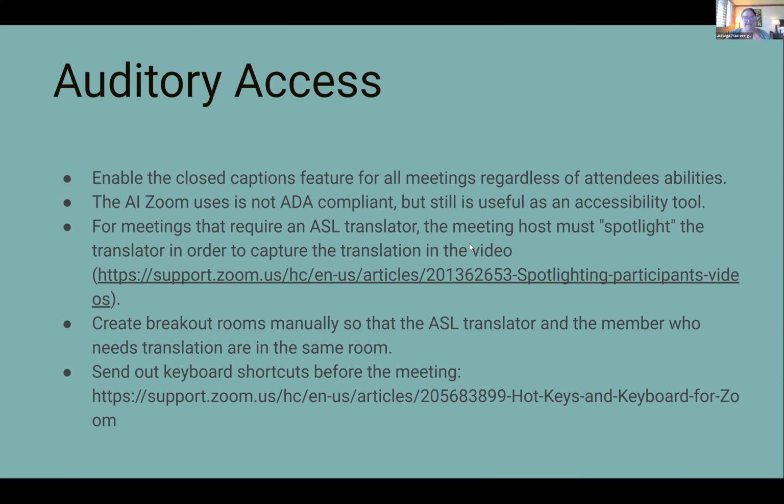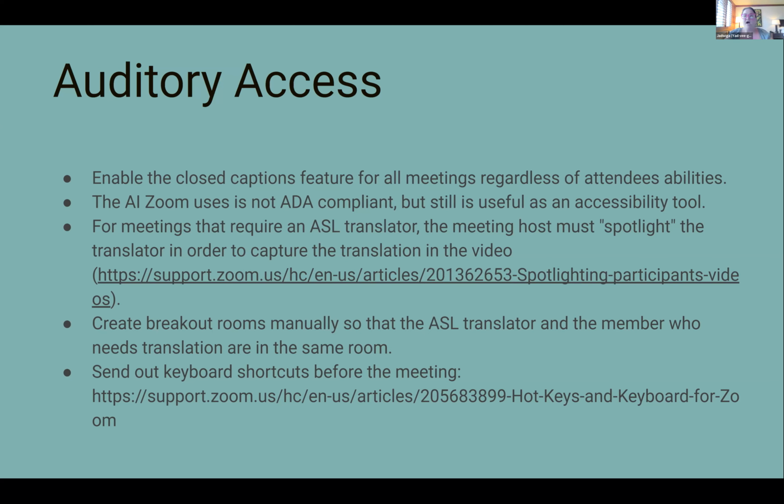I'm happy to hand this presentation out, and there's a link here with directions for how to do that. Another tip: create breakout rooms manually so that the ASL translator and the member who needs translation are in the same room. The other recommendation is to send out keyboard shortcuts before the meeting so that participants can familiarize themselves with those shortcuts.